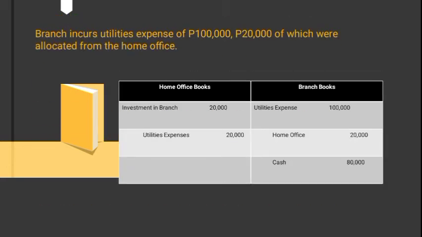Branch incurs utilities expense of 100,000, 20,000 of which were allocated from the home office. It was stated that the home office gave the 20,000. Then the home office will record it as an investment. So, investment in branch debit, 20,000. And then credit utilities expense, 20,000. On the other side, since the branch already recognized it as expense, then debit utilities expense, 100,000. Then we credit the home office, 20,000. And also cash, 80,000 that was paid by the branch.